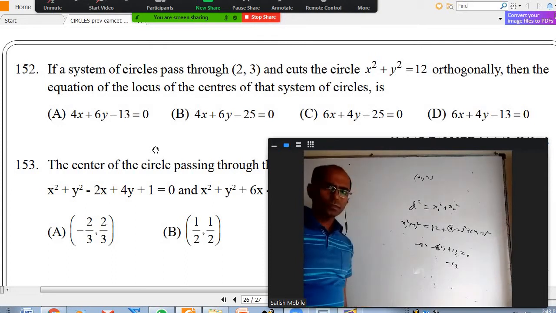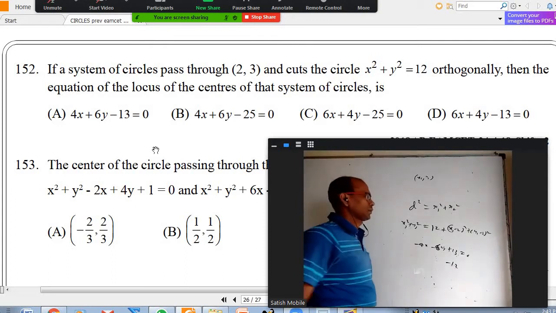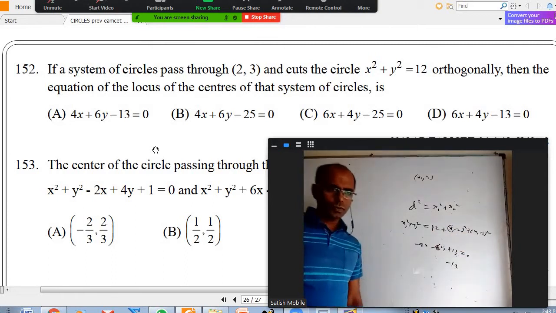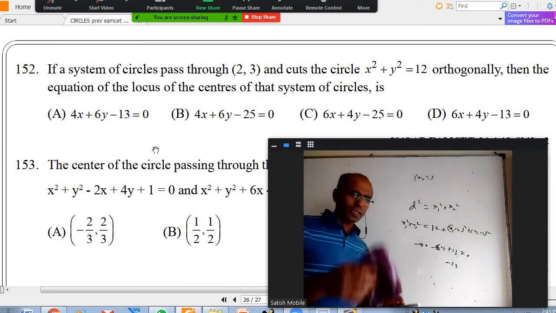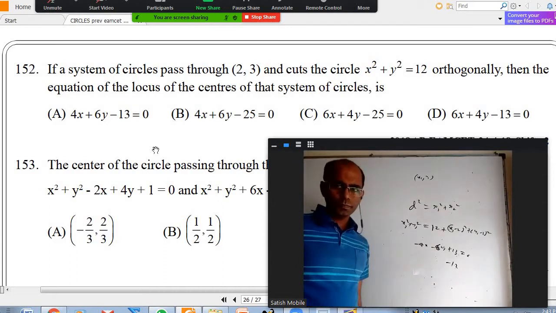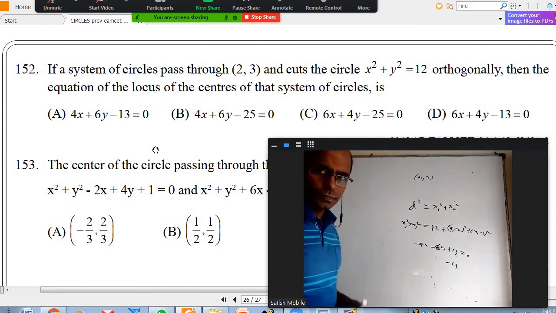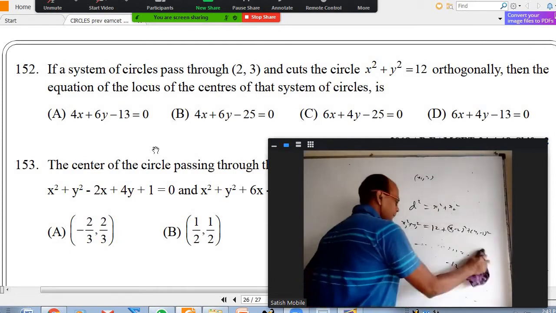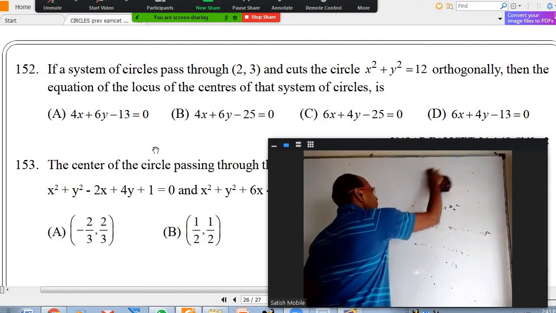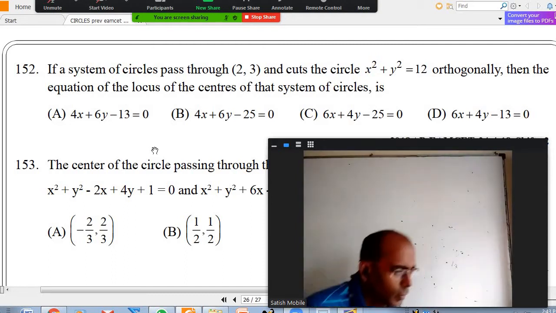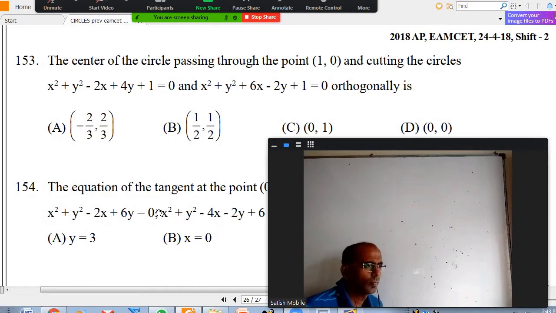What is the problem? Nothing much here. I directly did the radical axis of the point circle and the given circle. Subtract and you will get it. Or use the orthogonality condition and you will also get it. Is it okay? Okay, sir. I'll check it. Okay, 153 or 154. Anybody any doubt?